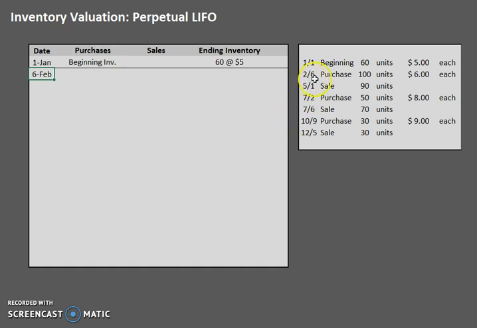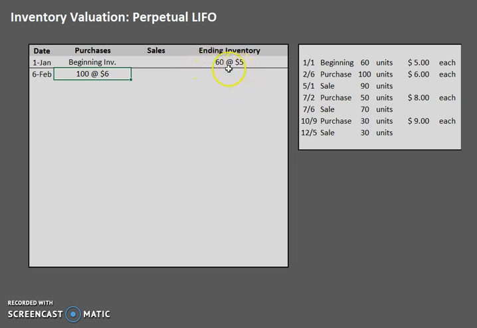Okay, now next let's take a look at our following date. On February 6th, we had a purchase of 100 units and we paid $6 each for those units. So under our purchases column, let's put 100 units at $6 each. And now let's update our ending inventory. Now the important thing is that we update it every time. We don't just go ahead and add what's new. We bring down what we had and then we add the additional information.